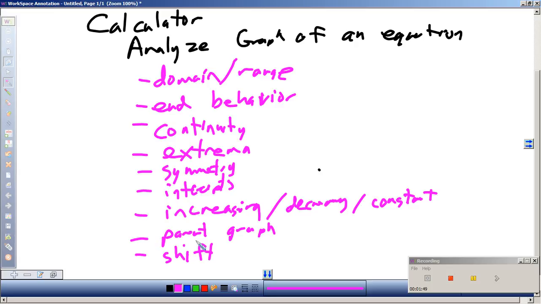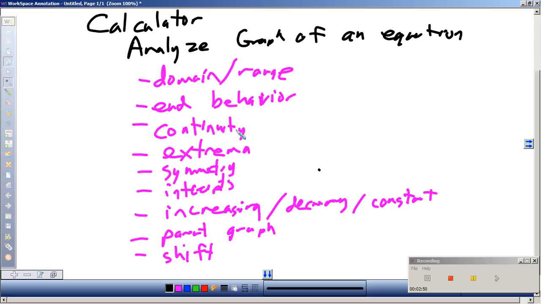Any questions about the list there? Symmetry. So is it x-axis symmetry, y-axis symmetry, origin symmetry, all of that? Intercept: x-intercept, y-intercept. Increasing, decreasing, constant: where is it increasing, for what range? Where is it decreasing? Where is it constant? All that.